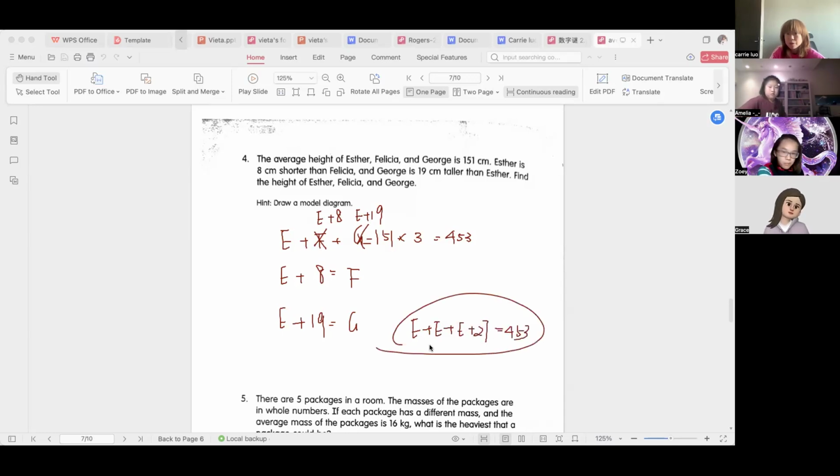By calculating it, you can get the value of Esther. So 3 Esther equals 453 minus 27 equals 426. So Esther equals 142. Correct? Okay, so you can calculate it based on that.